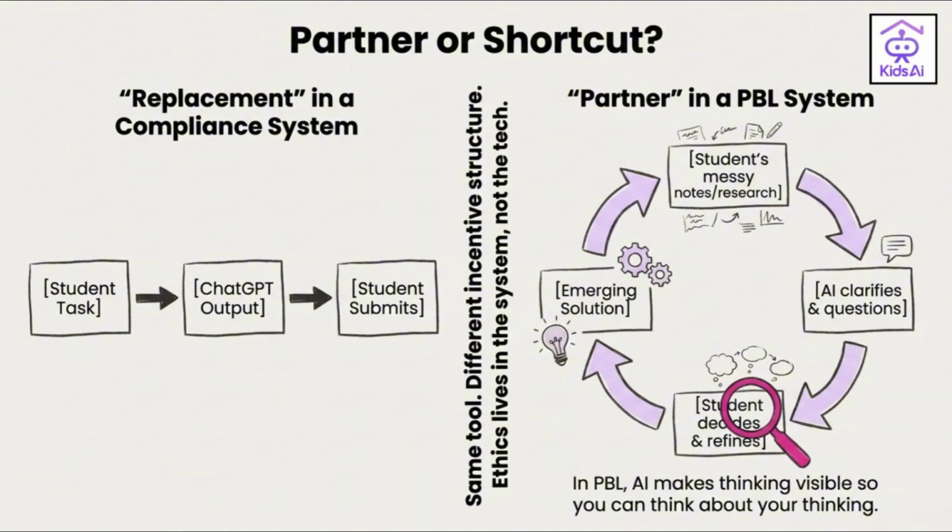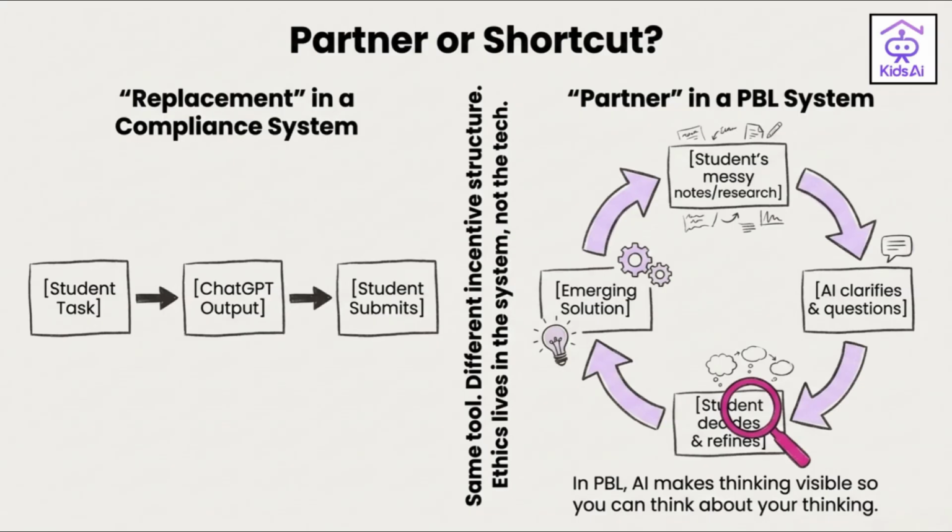Tristan Harris and Aza Raskin from the Center for Humane Technology note that a tool is ethical or unethical based on how it affects human agency. Does it enhance your ability to make choices, or does it replace your choice making? AI used as a shortcut reduces agency. AI used as a thinking partner enhances it.